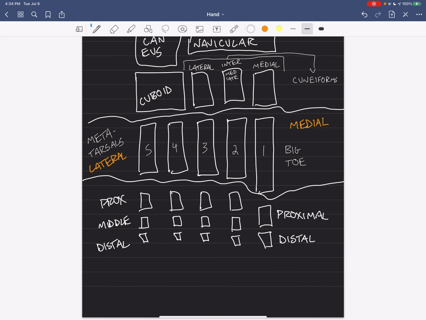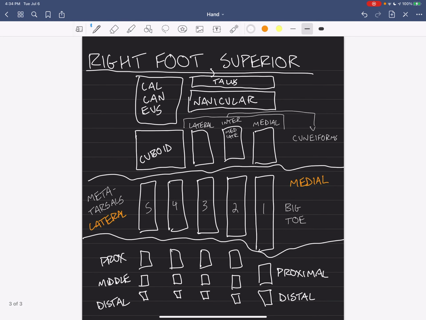All right, I just wanted to do a real quick and dirty now for the foot. So we are looking at the superior face of the right foot. So we're looking down on top of our foot, and this is if we were facing the patient themselves. So this would not be that you're looking at your own foot, if that makes sense.